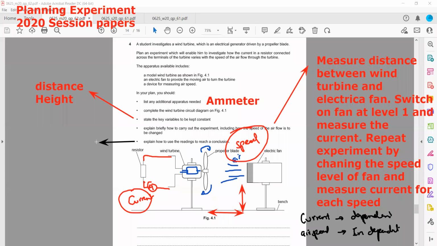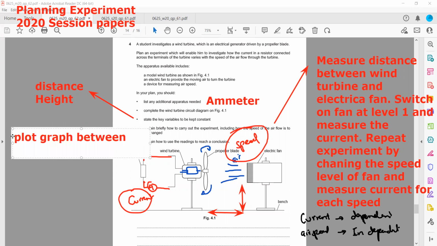So the best way to reach a conclusion is always plotting a graph. This is the best way. Like we can have different values. We can plot a graph between the current and fan speed. Or you can also make a table with two columns. One is the fan's air speed, another one is the current. So here you can mention, plot a graph between air speed and current.